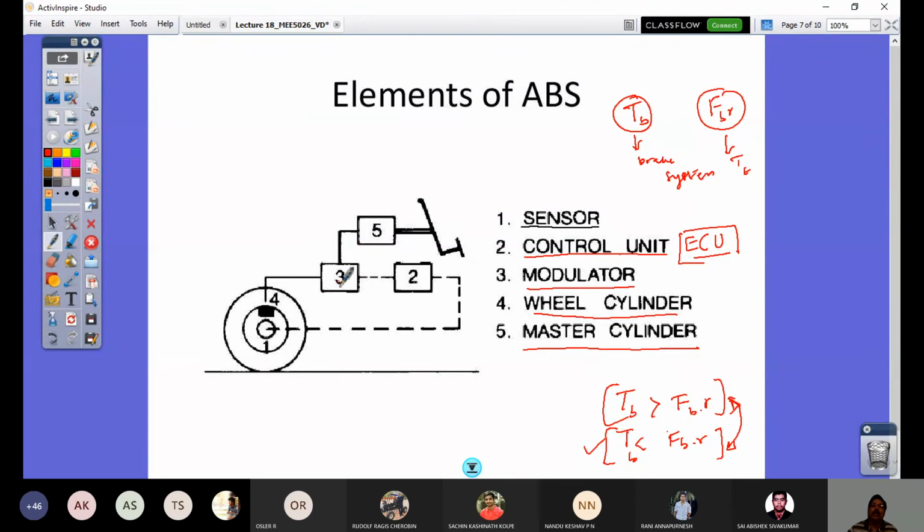That instruction will be given to the modulator. A modulator would be a very honest person there. It exactly follows the instruction coming from the ECU. Accordingly, it will modulate this pressure so that the variation in the cylinder pressure in the wheel would control the braking event of the wheel. Why is this important? That's what we have seen.